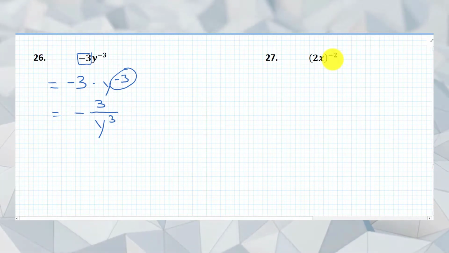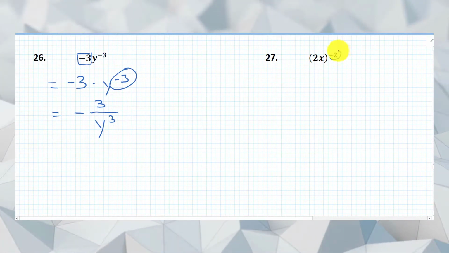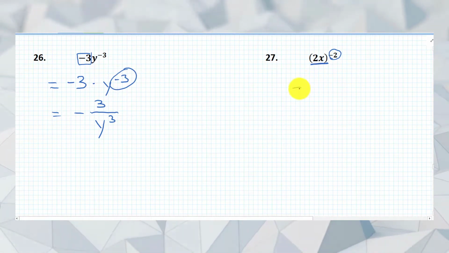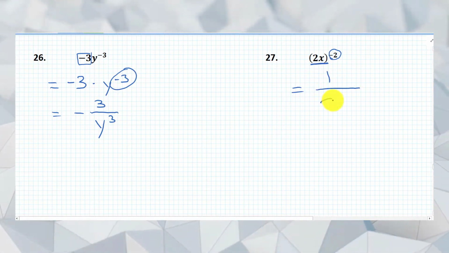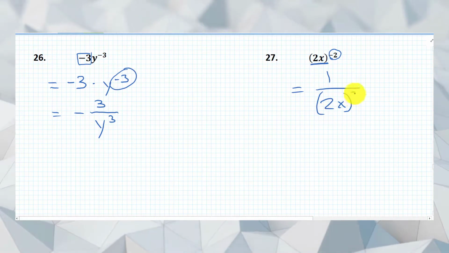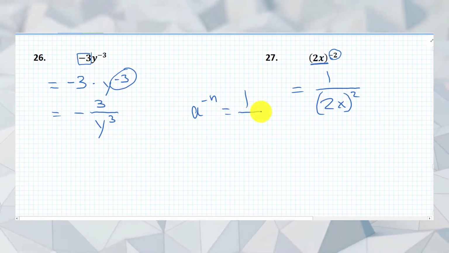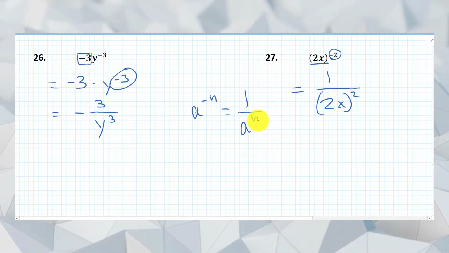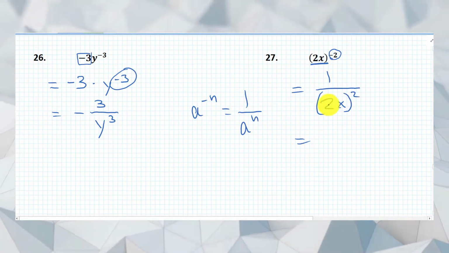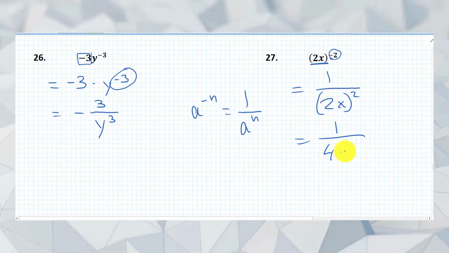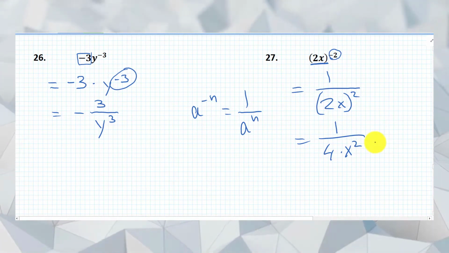This one, on the other hand, right here, what are you raising to the power of negative 2? The base is 2x, right? So this is just 1 over 2x squared, right? This is what you do when you have a to the negative n. It is 1 over a to the n, right? That's what I did right here. So I'm squaring 2x, so it's just 4. You got to square the 2, right? 4 times x squared, 1 over 4x squared.